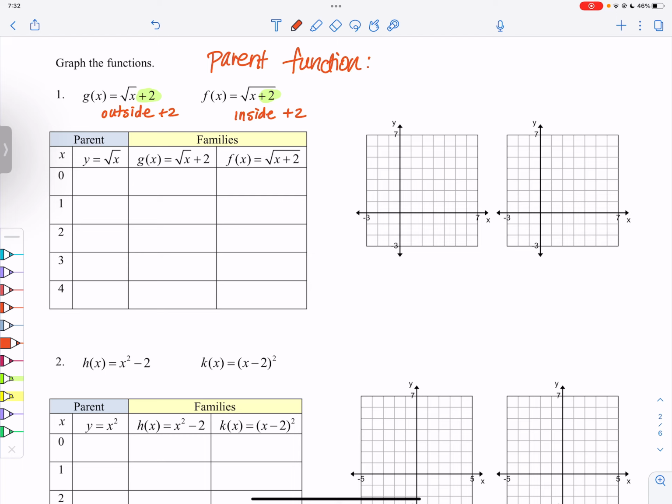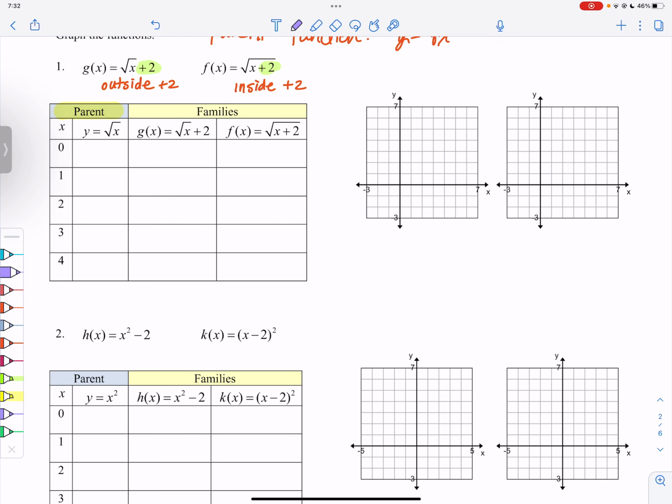y is equal to the square root of x. And you could name another function. I could have said h of x. But here is our parent function there. Now we're going to plug in these values, and then we're going to talk about how this graph shifts. So let's go ahead and do that. I'm just going to give some basic values. So we have 0, 1, 2, 3, 4 on our graph.